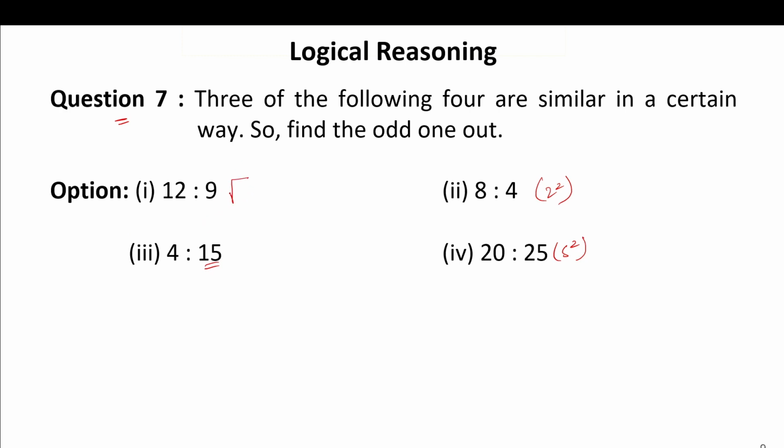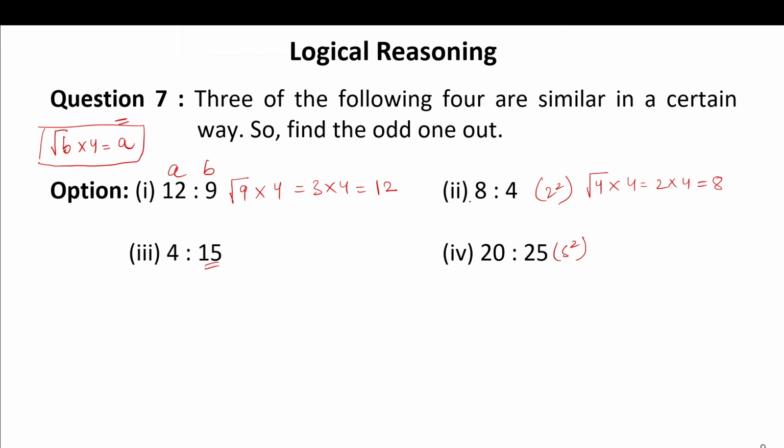If I do under root of 9 and multiply it by 4, that will be 3 into 4, which gives me 12. Similarly, if I do under root of 4 and multiply it by 4, it will be 2 into 4, that will give me 8. So if this is A and this is B, I am taking under root of B, multiplying it by 4 and I am getting A. Correct? Under root of B into 4 is giving me A.